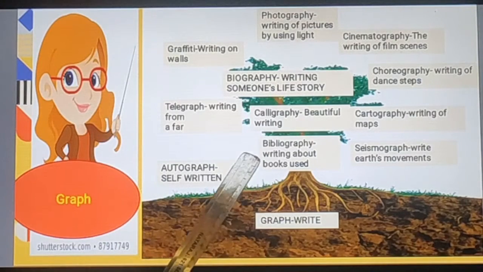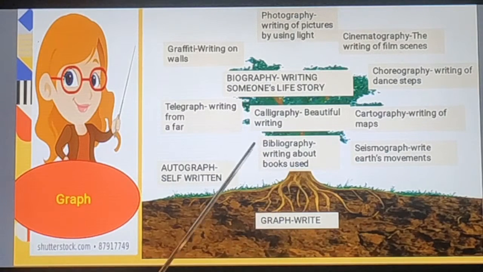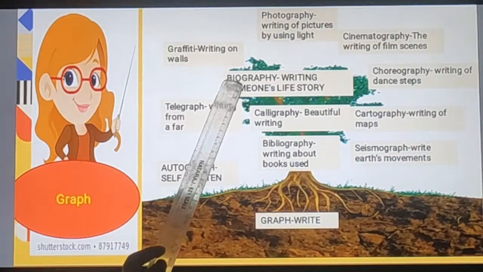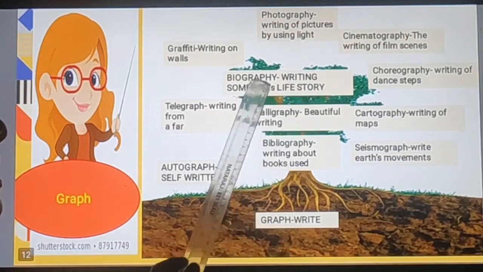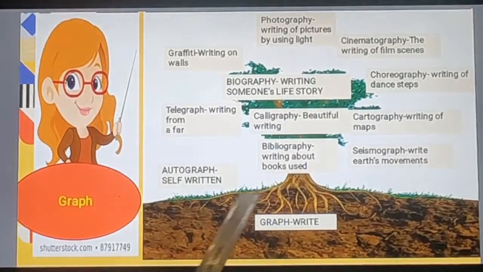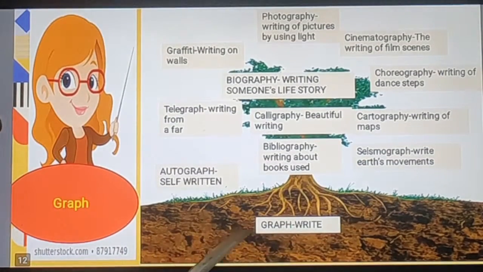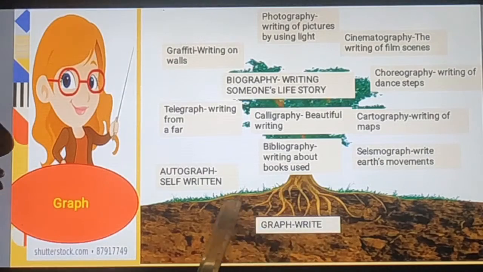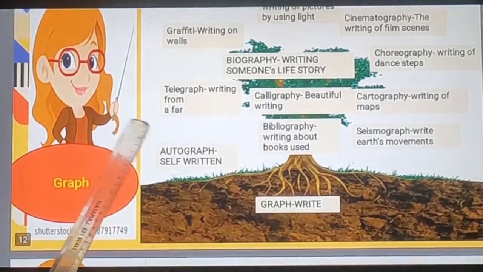Okay. Now, bibliography. Bibliography means writing about books used. The books we have used, that are written down, is the bibliography. Now, biography means writing someone's life story. So, these are also telling about writing. That is called the root word. Graph means write. Write means graph. This is graph related vocabulary. Do you understand? Yes. Come, next one.